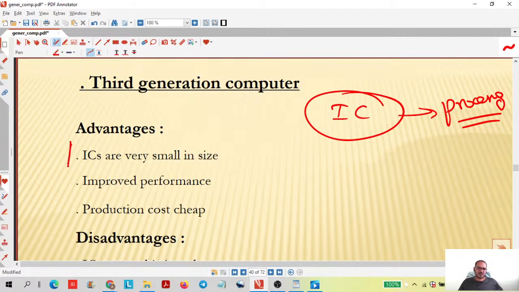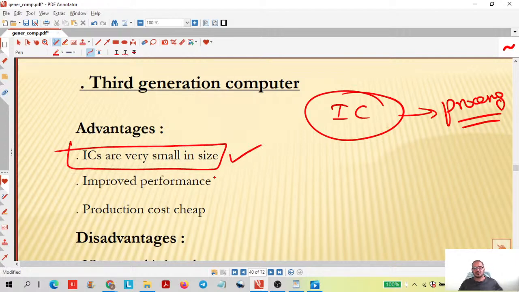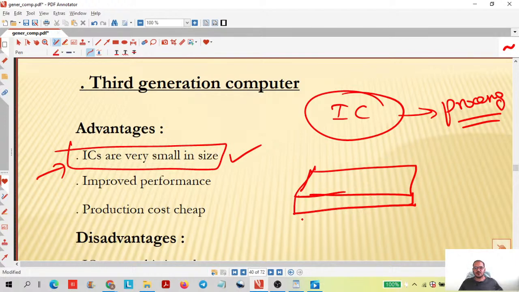The advantage of the third generation computer is ICs are very small in size, so the size of the computer is reduced. फर्स्ट जनरेशन में क्या था? वैक्यूम ट्यूब. सेकेंड जनरेशन में ट्रांजिस्टर. थर्ड जनरेशन में आईसीज. So IC, as you know, I think you people used ICs in the practical. It looks like this with the pins. Pins will be there, no? Here it will be a knob. It will be black color, I think.